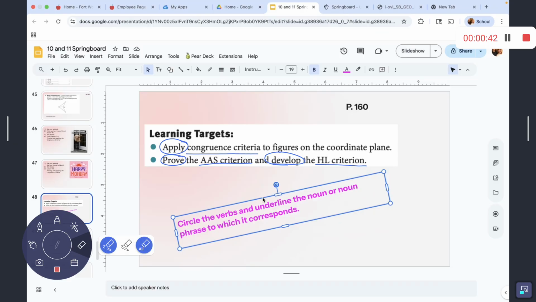Make sure you pause the video whenever you need to be working things out on your own.